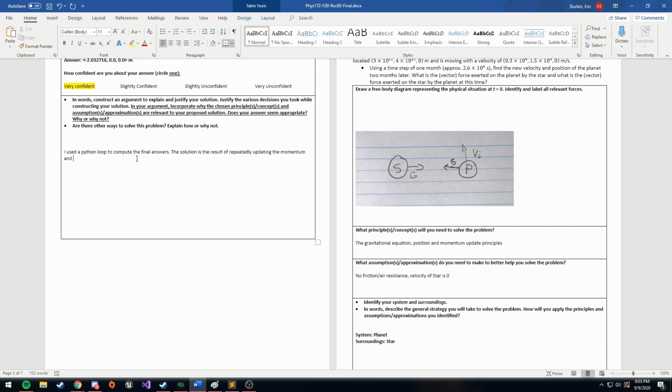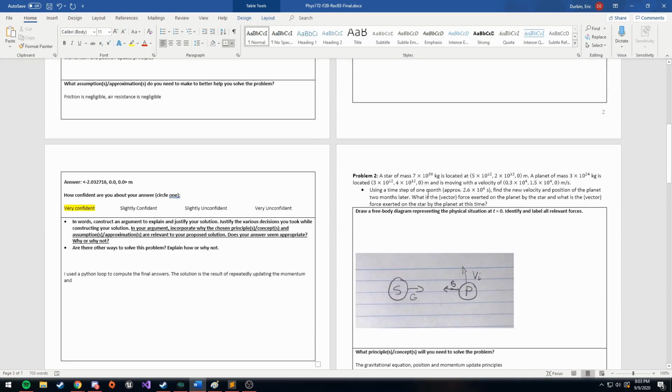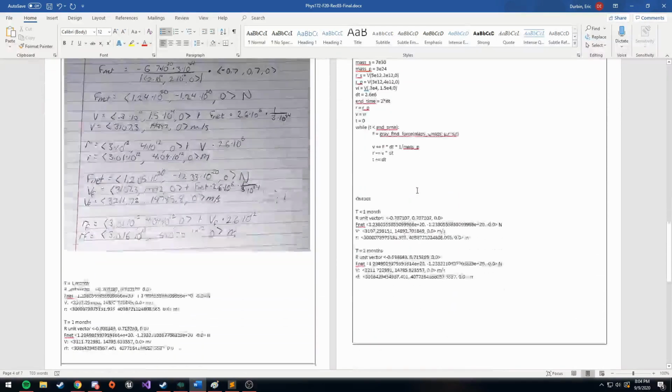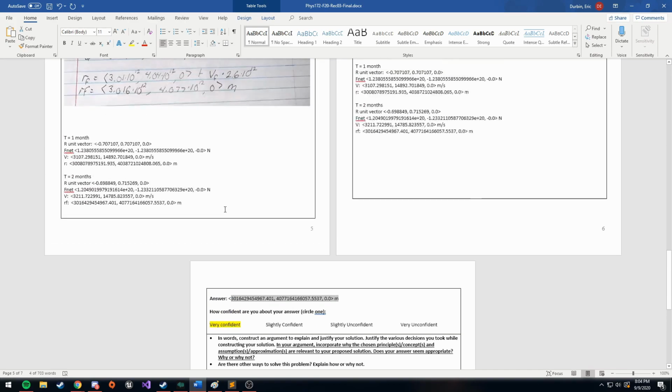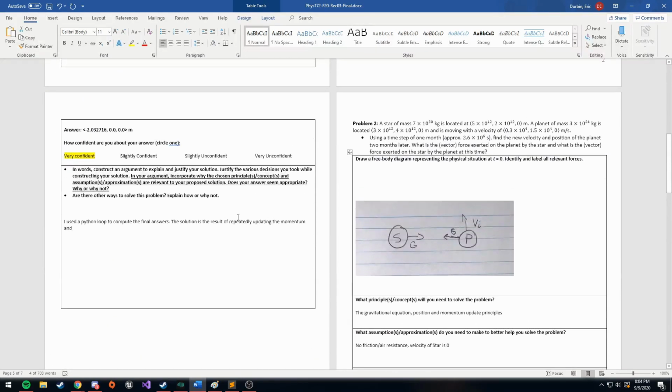By the way, the question asks for velocity and position. So when you write down your final answer, it's going to be velocity and position. What is the vector force? Sorry, using a time step, find the new velocity and position. What is the vector force exerted on the planet by the star, and what is the vector force exerted on the star by the planet? Oh, never mind. It's asking for the vector forces, but you're right, it does say find the velocity and position.